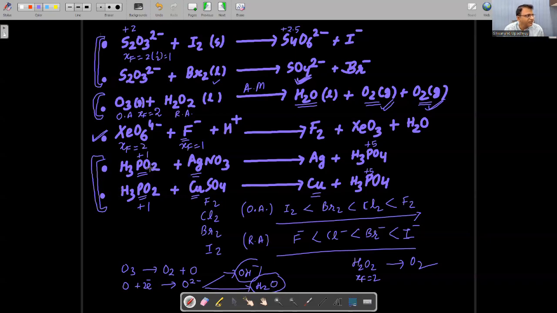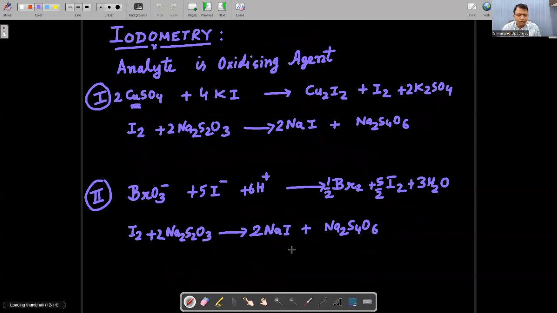You should know that hypophosphorus acid can convert AgNO3 to Ag and itself converted into phosphoric acid. If you know this product, you can balance the reaction. Now we are going to discuss the last point, iodometry.